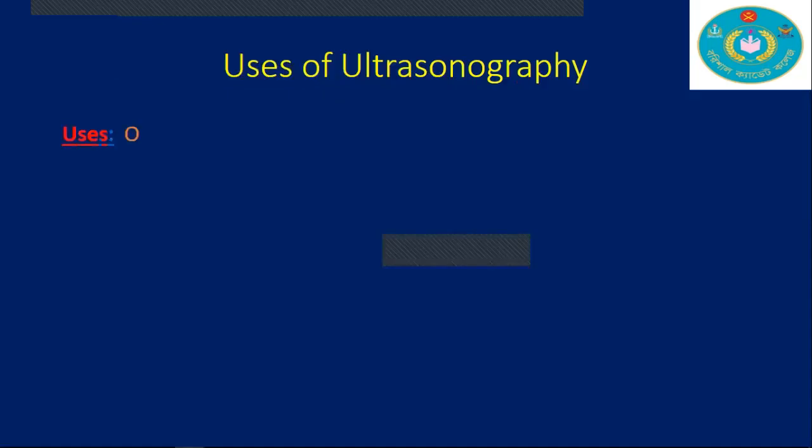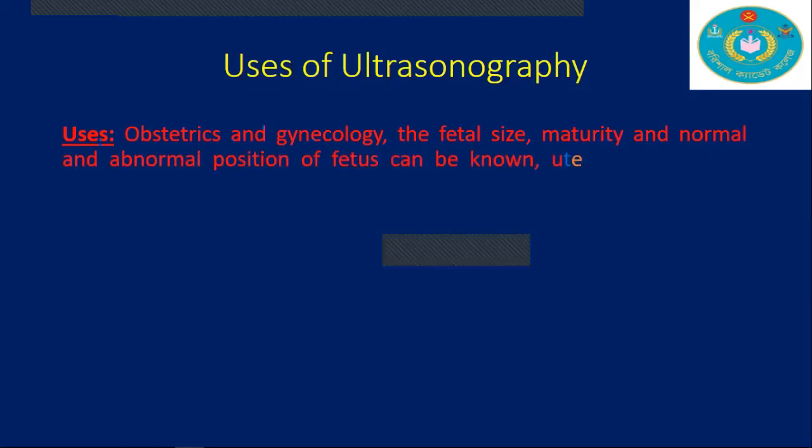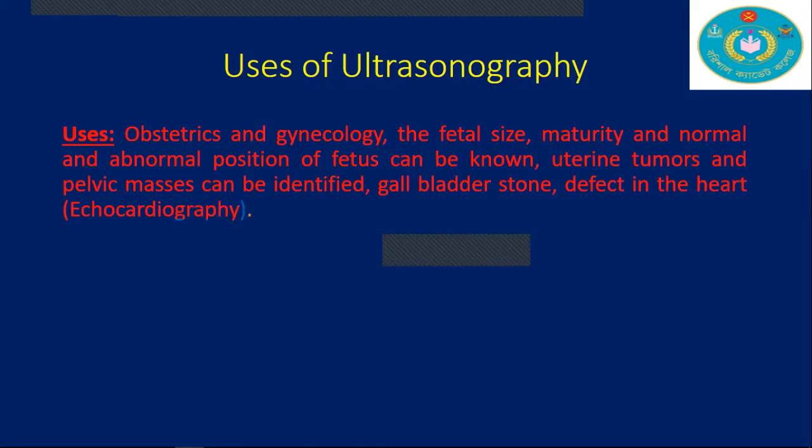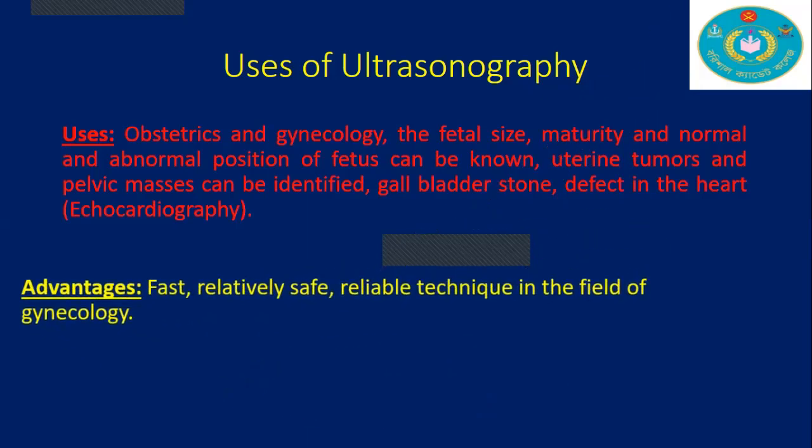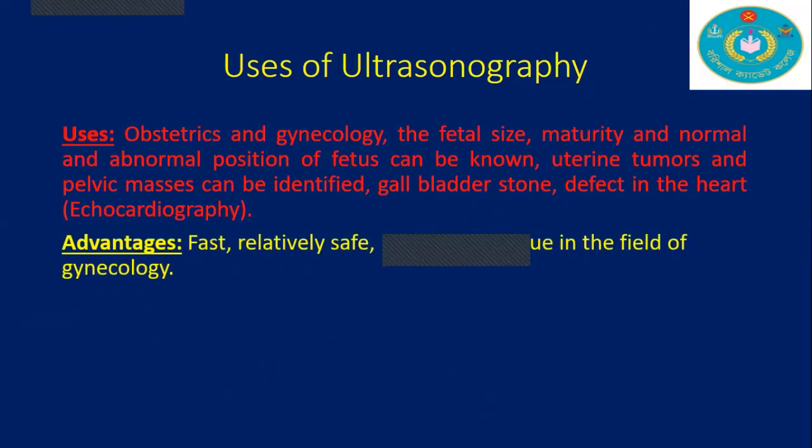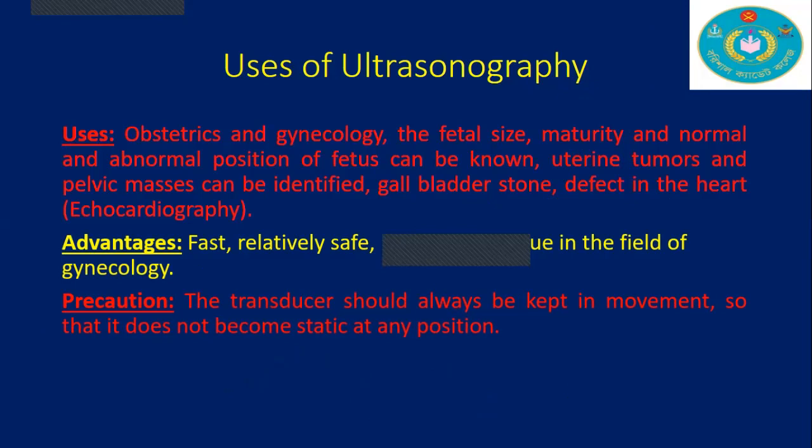The uses of ultrasonography are in obstetrics and gynecology. The fetus size, maturity, and normal and abnormal position of the fetus can be known. Uterine tumors and pelvic masses can be identified. Gallbladder stones and defects in the heart, that is echocardiography, can also be examined using ultrasonography. An advantage of ultrasonography is that it is a fast, relatively safe, reliable technique in the field of gynecology. As a precaution, the transducer should always be kept in movement so that it doesn't stay static at any position.